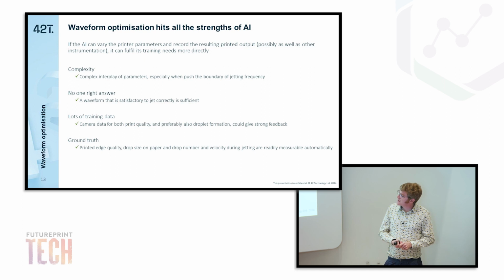So on our set, actually, we've got a really good hit for all four of our qualifiers for whether it's a good fit for AI. So it's clearly very complex. A waveform that's satisfactory is, you can probably improve on a cookie cutter waveform and actually make something that's better tailored. There's lots of training data available. Camera data for print quality and also droplet formation could be really easy to create. And it's readily measurable automatically.